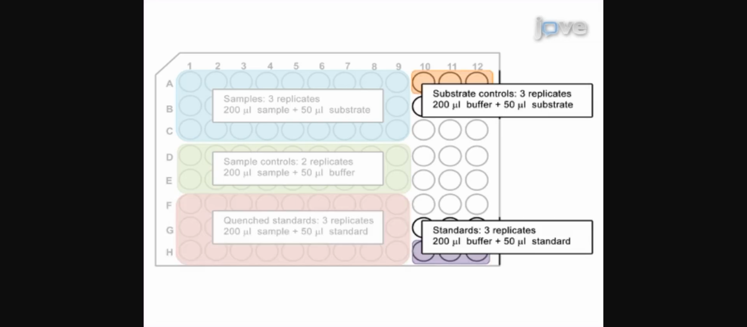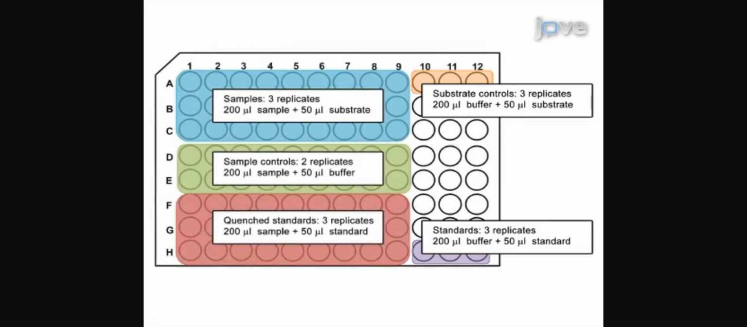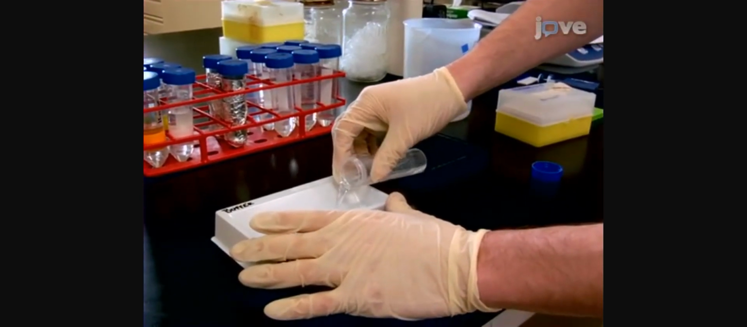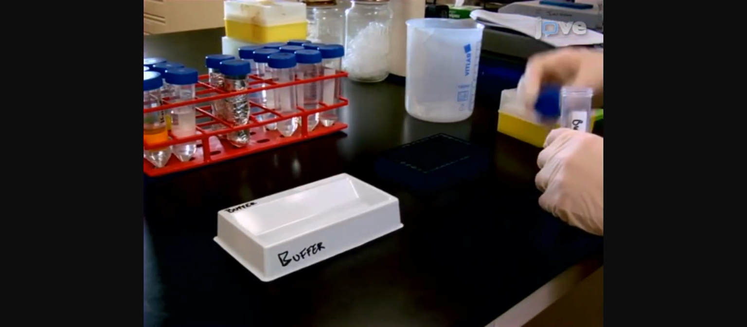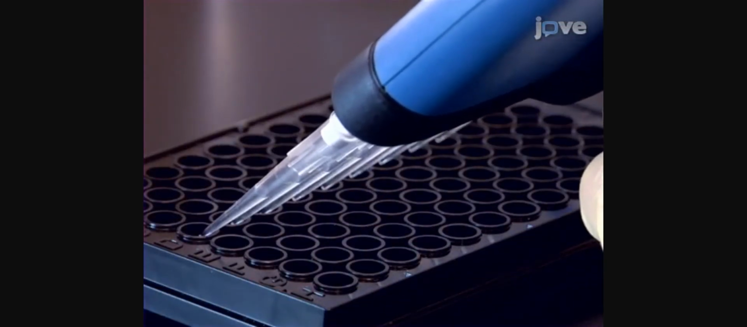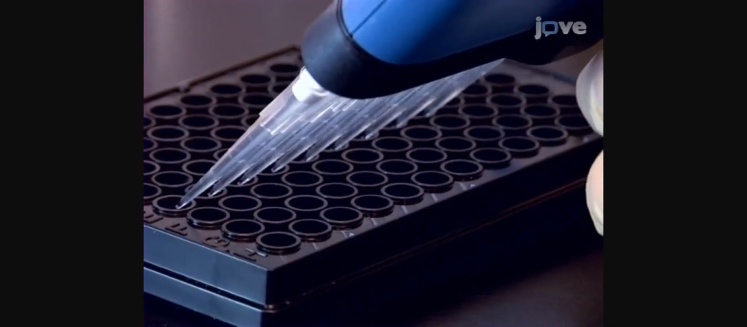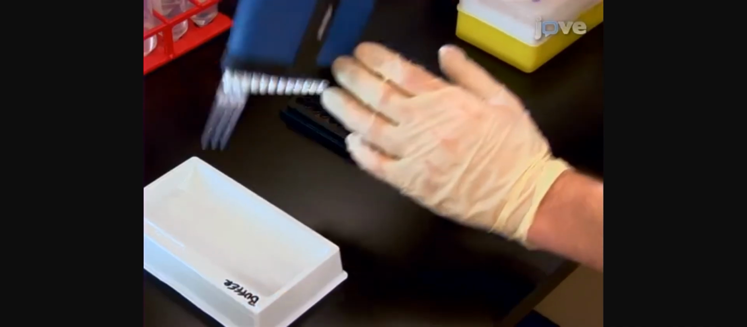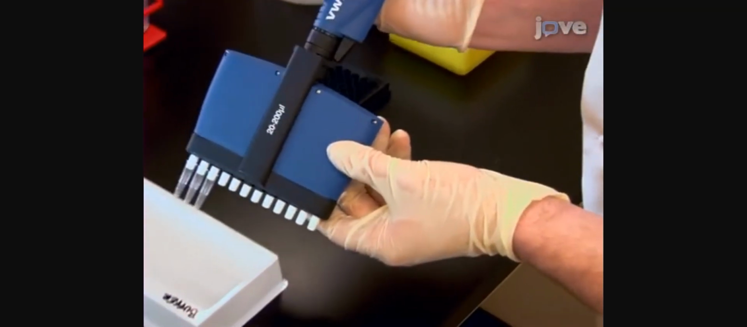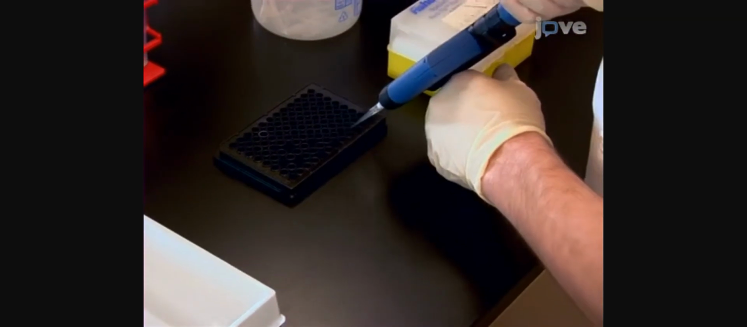Substrate and standard controls are made up of either substrate linked or the standard fluorescent tag respectively, and bicarbonate buffer. Pour approximately 5 milliliters of 5 millimolar bicarbonate buffer into a clean pipette reservoir. Pipette 50 microliters of buffer into microplate wells 1 through 9 in rows D and E to form 2 replicate wells of sample controls per sample. Change pipette tips, then transfer 200 microliters of bicarbonate buffer to wells 10 through 12 in rows A and H.